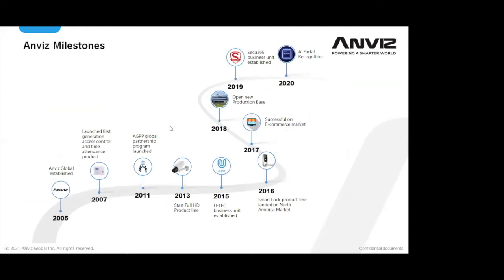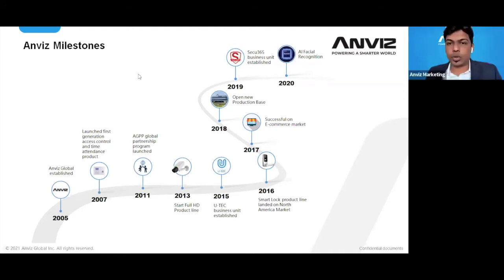So this is our complete journey from 2005 to 2020, where we have launched multiple things in between. We started our separate business segment under a separate brand, a business unit established for small and medium businesses, smart lock systems and other things. We also have a separate business segment under the name of Secure 365, which is specially designed for a cloud-based access control system and other things. In between, we launched our facial recognition as well as AI facial recognition devices.